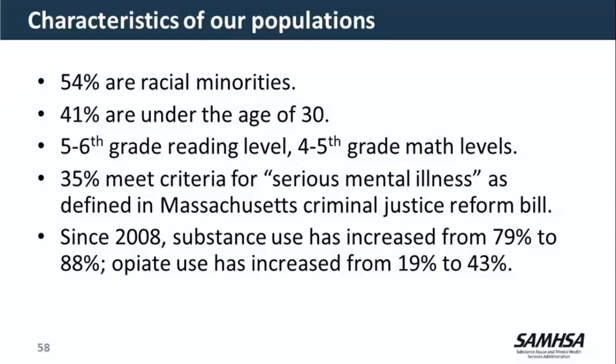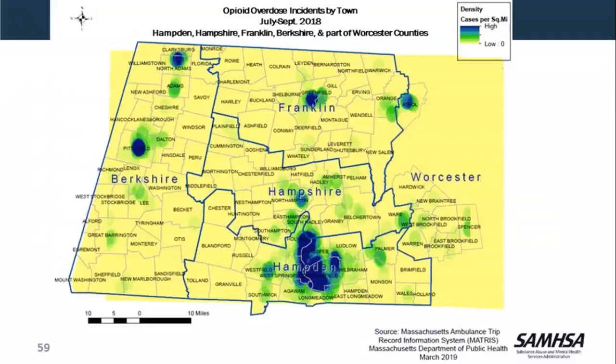Not unlike most county jails, about a third of our people meet the criteria for serious mental illness. And a little talk about substance use. Substance use has always been an issue. It is with all jails, but it has really been rising here in Hampden County over the last 10 years. There's a reason for this.